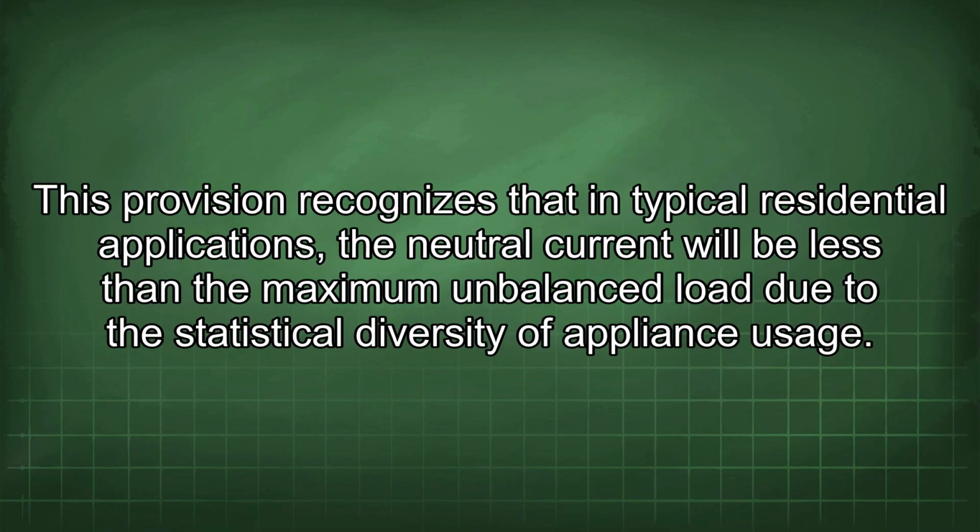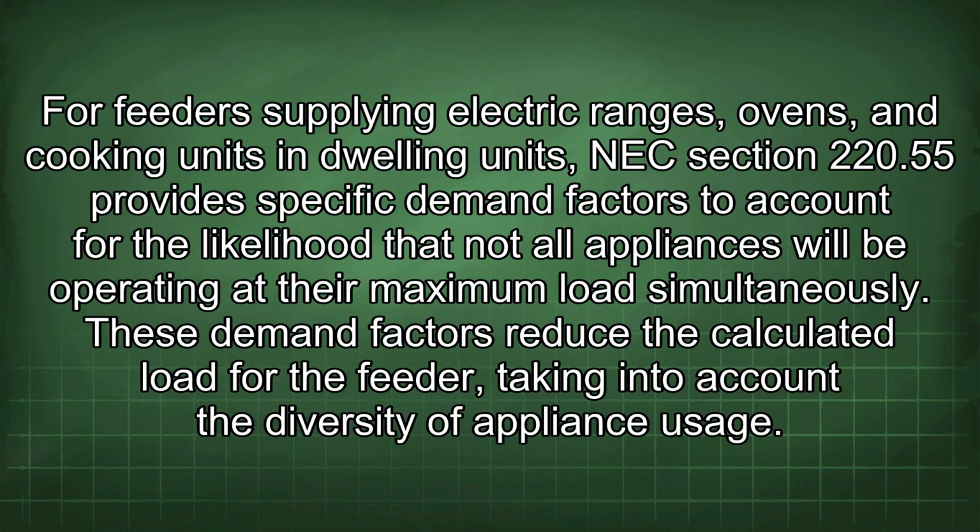This provision recognizes that in typical residential applications, the neutral current will be less than the maximum unbalanced load due to the statistical diversity of appliance usage. For feeders supplying electric ranges, ovens, and cooking units in dwelling units, NEC Section 220.55 provides specific demand factors to account for the likelihood that not all appliances will be operating at their maximum load simultaneously. These demand factors reduce the calculated load for the feeder, taking into account the diversity of appliance usage.